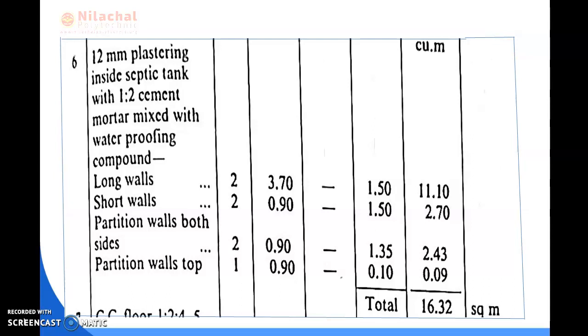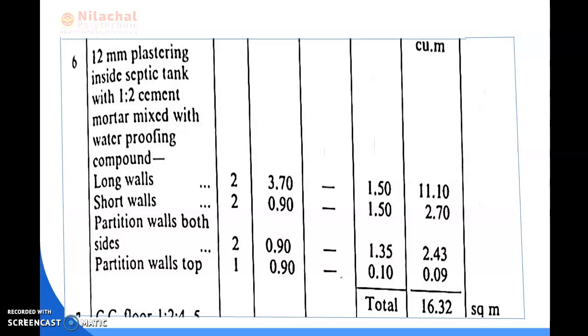In this class we discuss 12 mm plastering inside the septic tank with 1:2 cement mortar mixed with waterproofing compound. In a septic tank, 2 numbers of long walls and 2 numbers of short walls are provided. First we calculate the long wall, then the short wall. The unit of plastering is square meter, so we consider only length and height because we plaster the surface.